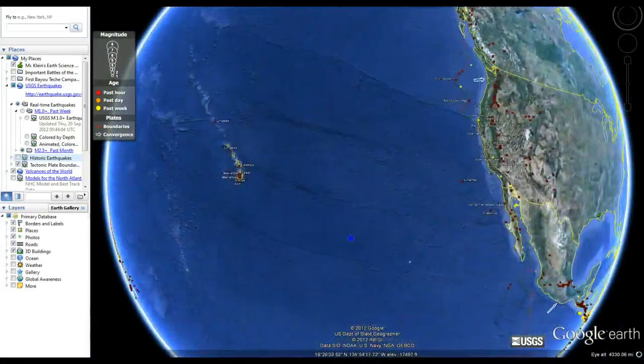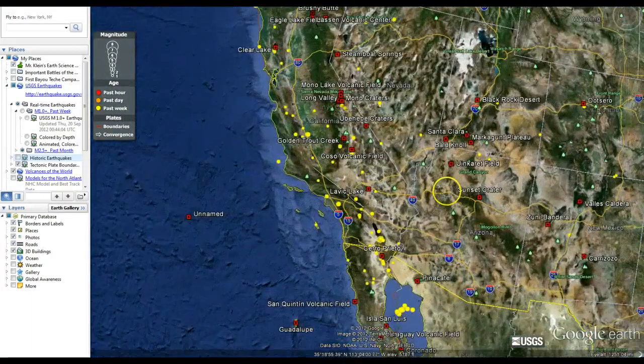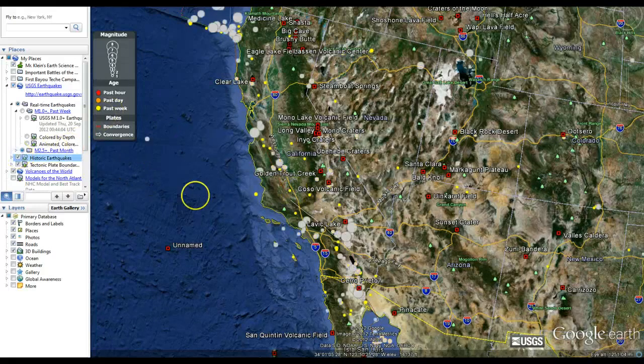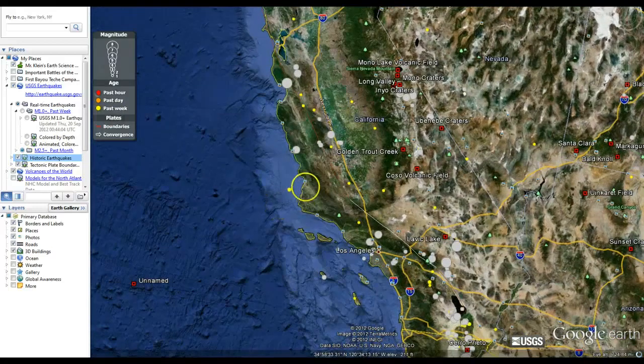Think of transform plate boundaries. Let's go to California and let's look at the San Andreas Fault. This is where the Pacific Plate and North American Plate collide. Okay, and we'll turn on historic earthquakes for a second. But think of it as like a graham cracker. Now, graham crackers will cut along those indentations. Okay, so let's break a graham cracker apart.